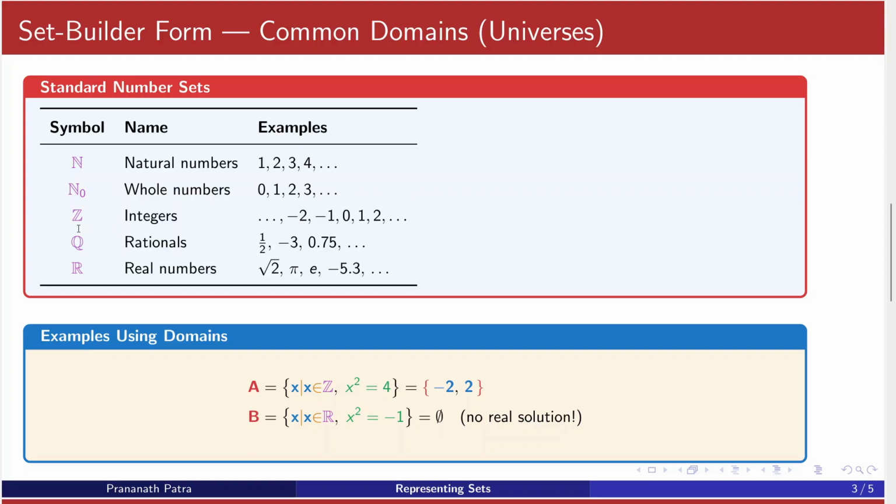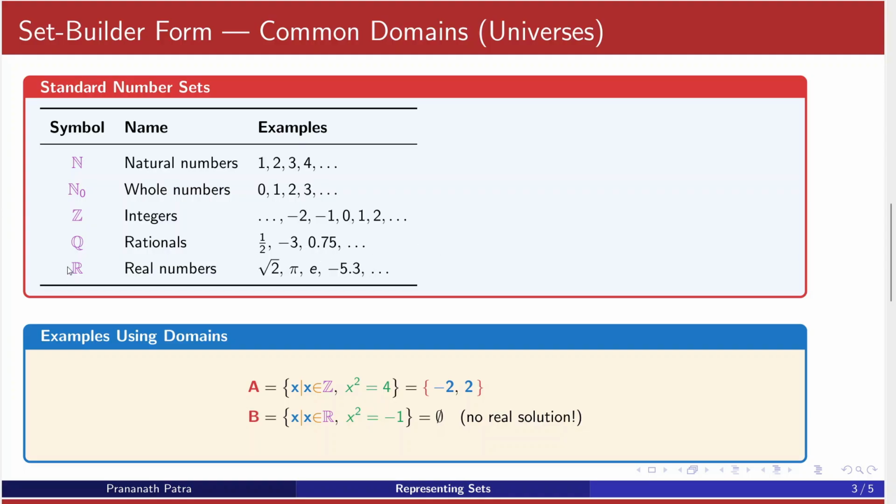The symbol z stands for integers. This group includes 0, all of our positive whole numbers, and all of our negative whole numbers, like -2, -1, 0, 1, 2, stretching endlessly in both directions. The symbol q stands for rational numbers. Think of these as fractions or decimals that either end or repeat in a pattern. Examples include 1/2, -3, or 0.75.